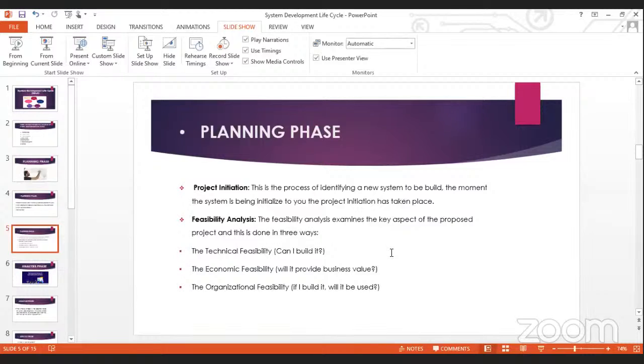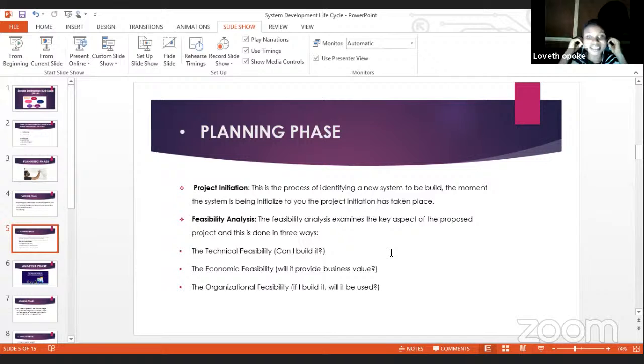Thank you. So we have feasibility analysis. Feasibility analysis examines the key aspects of the proposed system. In your feasibility analysis, you identify certain things needed to build that system, and this can be done in 3 ways. You do your technical feasibility, where you ask yourself, can I build this system, or can we build this system in the case of teamwork? Then you do your economic feasibility, where you ask yourself, will this system provide business value to the organization? Remember, you are building with a budget, to increase the business value of the organization.